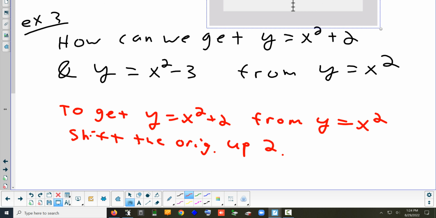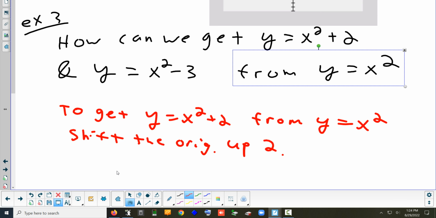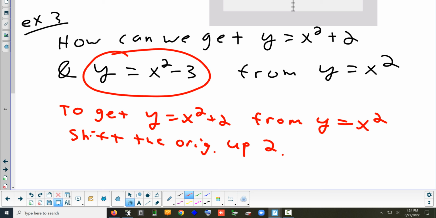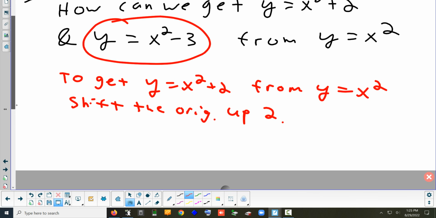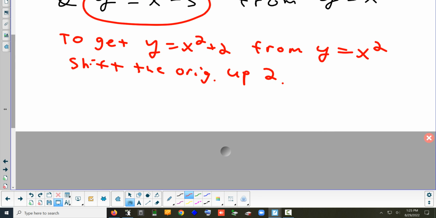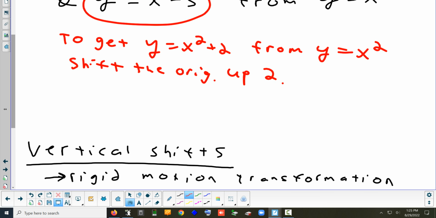I'm not going to graph or write the second one, but can anyone tell me how you would get y equals x squared minus 3 if you had y equals x squared? What would you do to the original? Christian? You would shift the graph down 3. Right. To get this one, you would take your graph and shift the original y equals x squared down 3. So these are examples of what we call translations. Translations are a rigid motion transformation. What that means is it literally takes something and moves it. It doesn't cause a stretch.